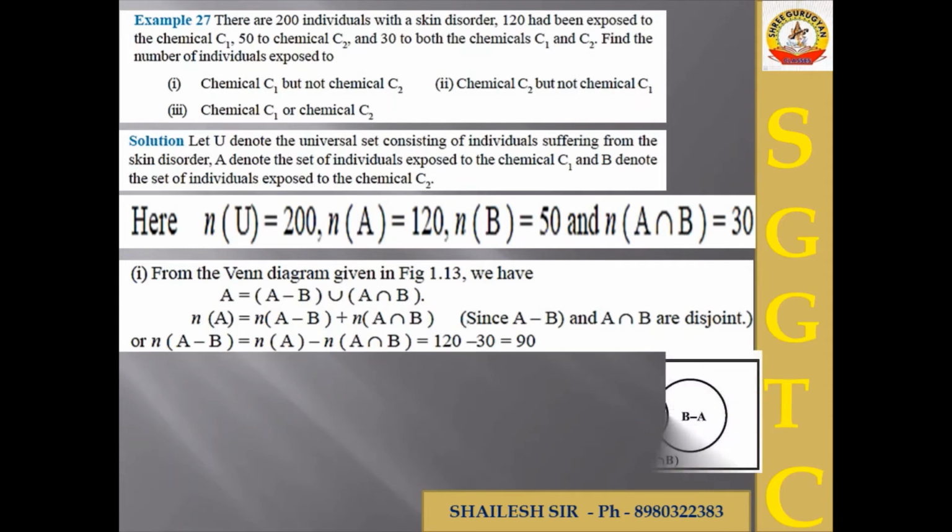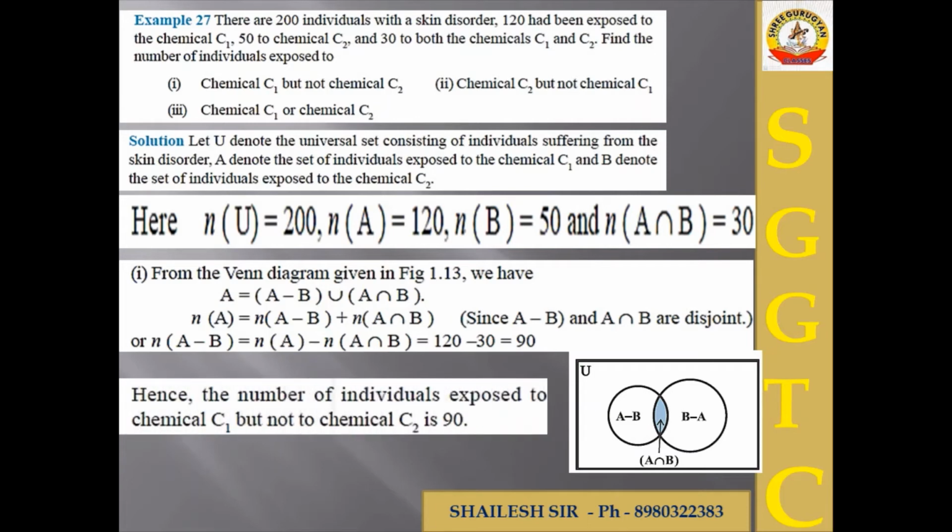See in this figure, A minus B indicates only and only C1 chemical related patients but not chemical C2, and therefore my answer is ready for the first one. Hence the number of individuals exposed to chemical C1 but not chemical C2 is 90.